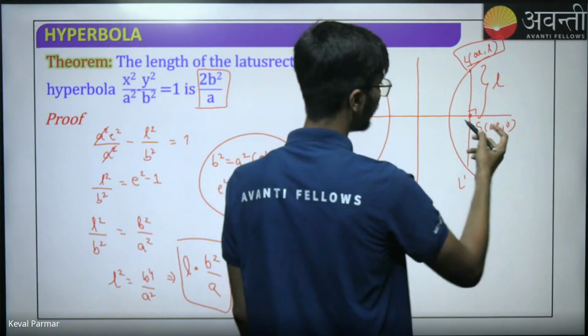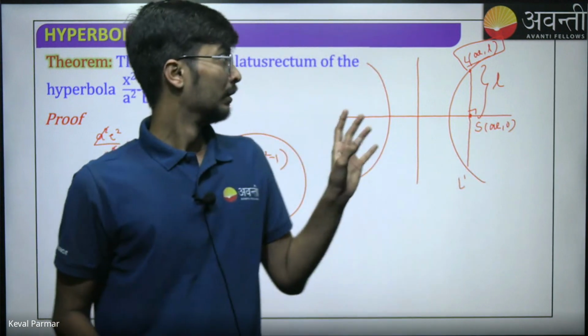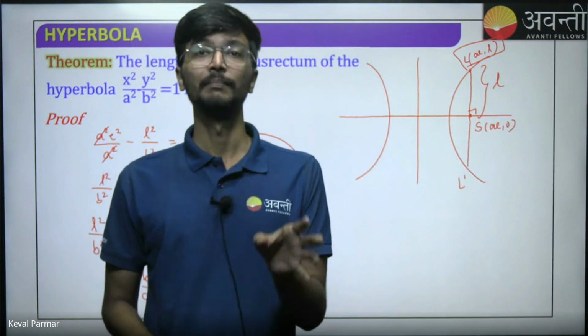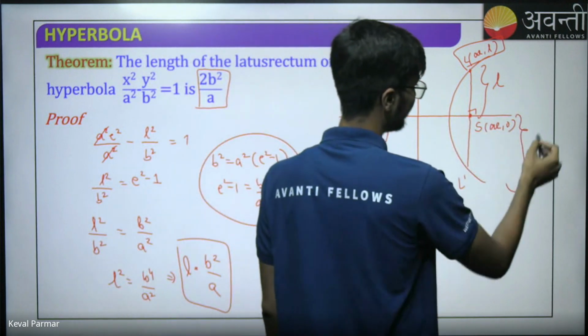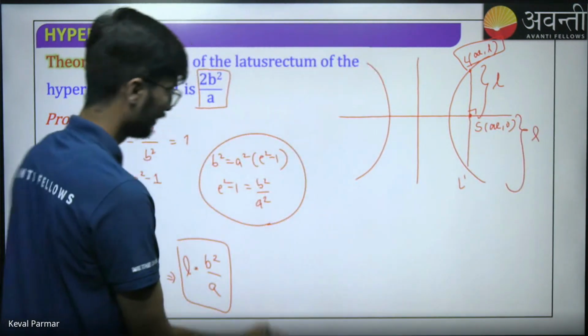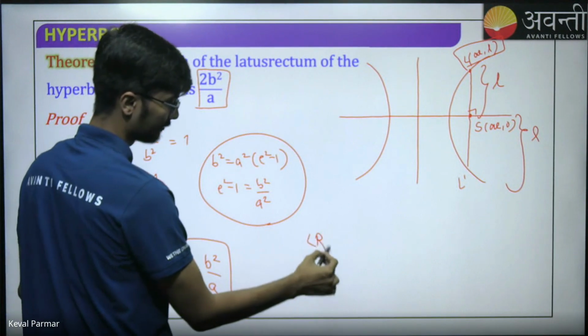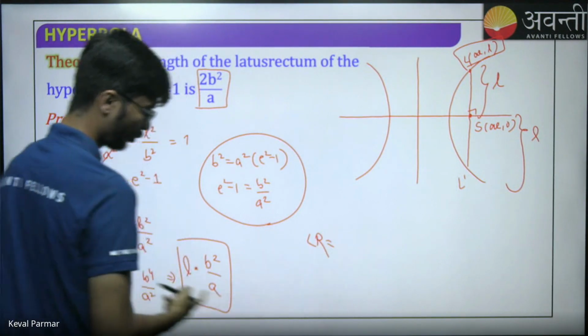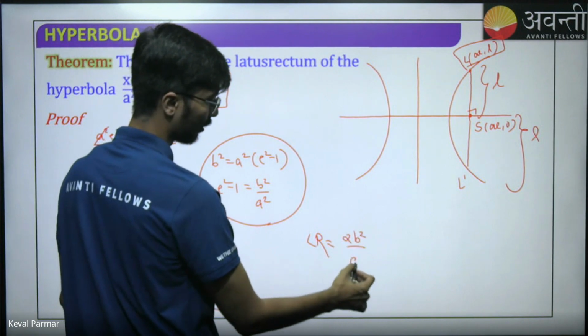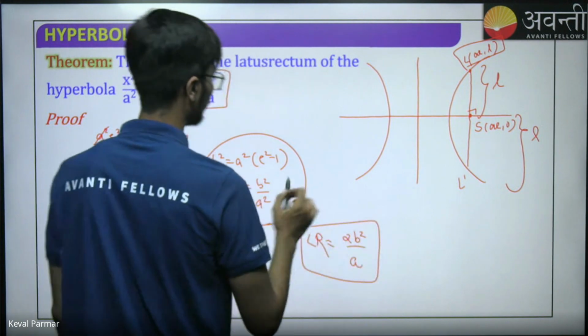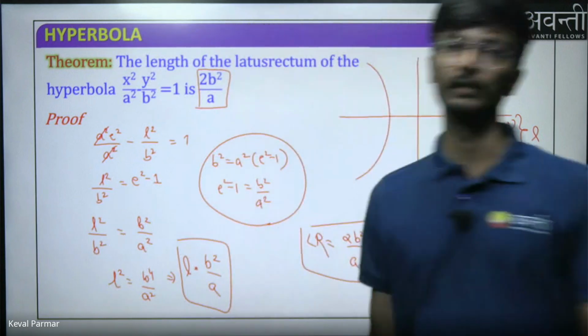Now we all know the latus rectum is bisected at focus. That means if this length is L, then this length is also L. Then the length of latus rectum, which we denote by LR, will be twice the length of L, which will be 2b square upon a. This is my answer. I hope it is clear.